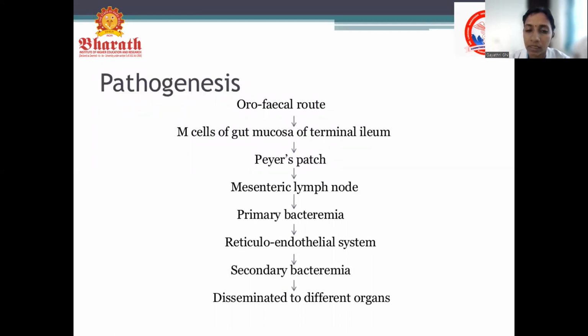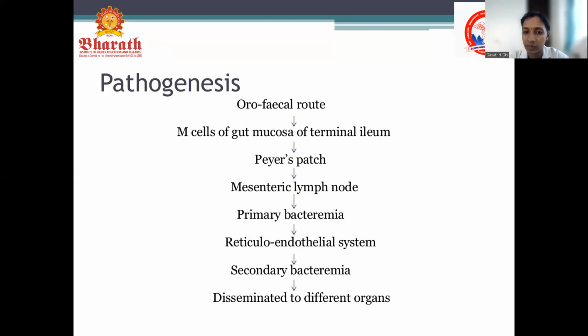So what happens through the oral-fecal route, through ingested food? This bacteria attaches to the M cells of the gut mucosa in the terminal ileum. Understand? The M cells are antigen presenting cells. The bacteria attaches there, makes some conformational changes, and then goes into the Peyer's patches, the lymphoid patches which are present there. Then it enters through the epithelium and lodges in the mesenteric lymph nodes, and that is the cause of primary bacteremia.